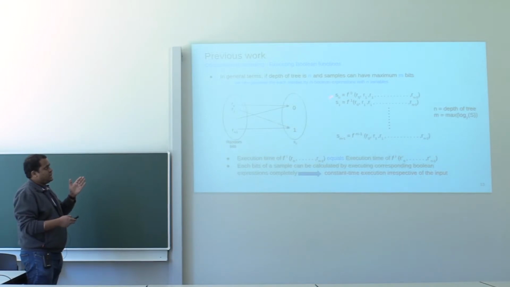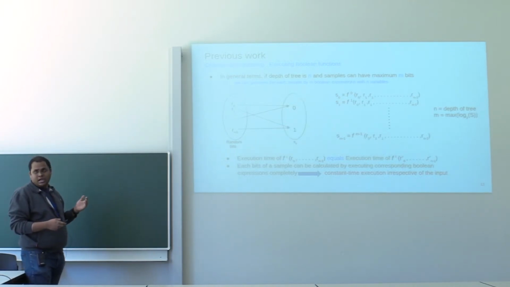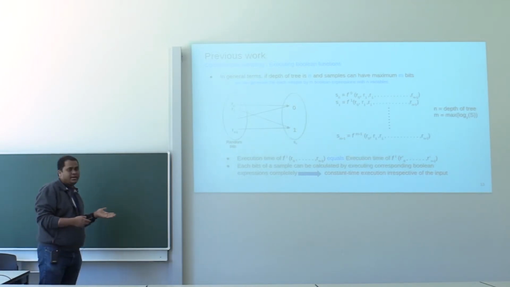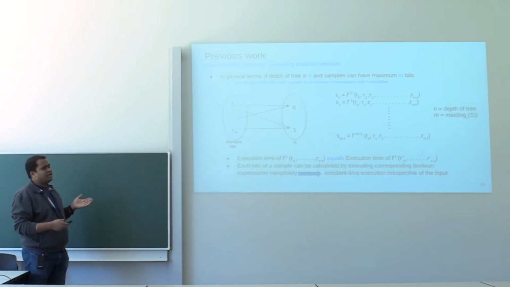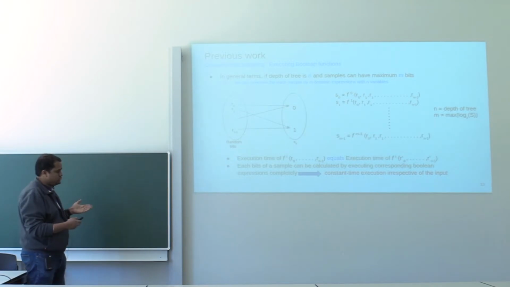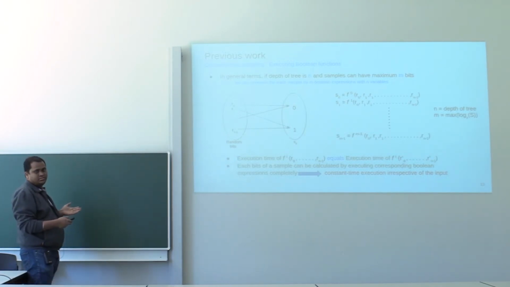So I can generate the m bits of a sample every time by executing these Boolean functions one by one. And as it is input independent, it takes constant time for each execution. That's how I get a constant time sampler from the discrete Gaussian distribution.